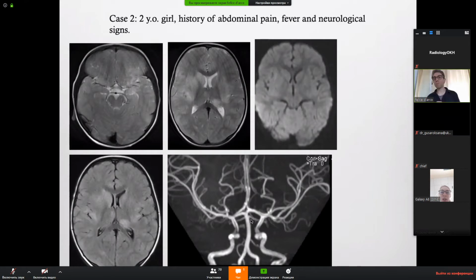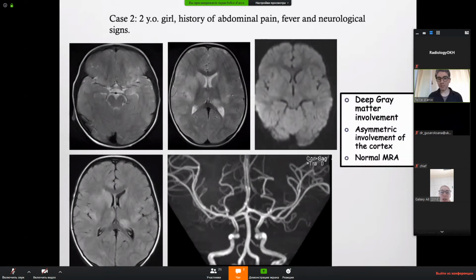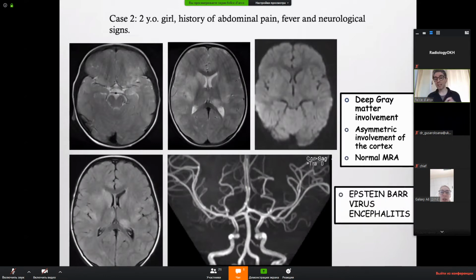The vessels are completely normal, and this is very important. So you have an infection in a child hitting the gray matter, bilateral asymmetric distribution, normal vessels. These are the characteristics of your report, because I try to make it practical as much as I can. And this is Epstein-Barr virus encephalitis, typical distribution in the basal ganglia.